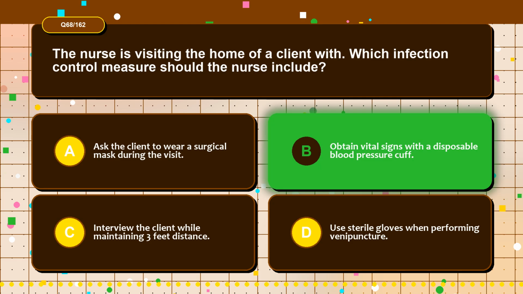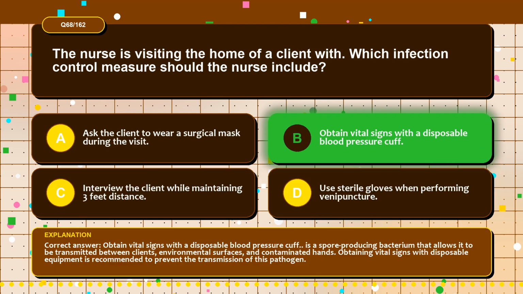The correct answer is option B. Obtain vital signs with a disposable blood pressure cuff. Correct answer. Obtain vital signs with a disposable blood pressure cuff. The pathogen is a spore-producing bacterium that allows it to be transmitted between clients, environmental surfaces, and contaminated hands. Obtaining vital signs with disposable equipment is recommended to prevent the transmission of this pathogen.